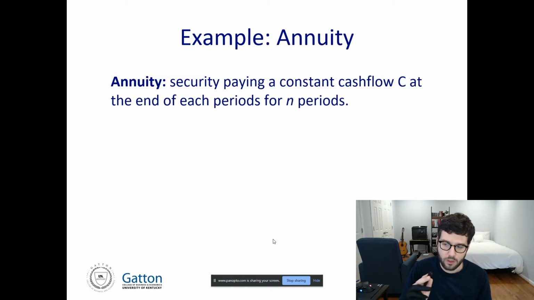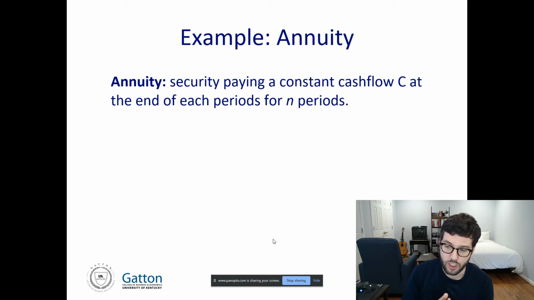Hello everyone. So in this video we are going to apply the concept of net present value and present value that we saw in the previous video, and we are going to evaluate a very common type of security, which is what we call an annuity. So in very simple terms, an annuity is a security that will give to the owner a constant cash flow C every year for n years. Okay, a common example of annuity is a basic loan.